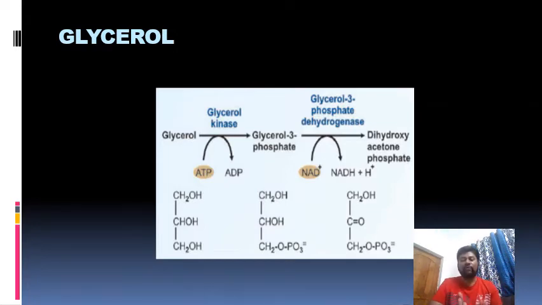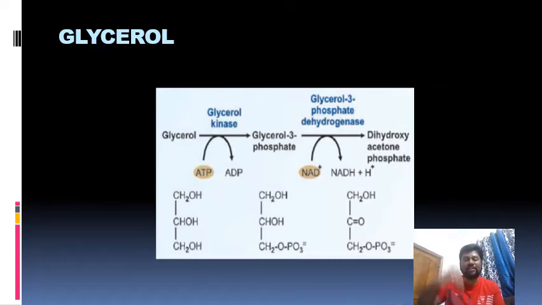Now with this, phase 1 is over. We have converted all the non-carbohydrate sources, that means lactate, glucogenic amino acids, odd chain fatty acids, and glycerol, into a glycolytic intermediate. So what is the next phase? It is just the reversal of glycolysis.